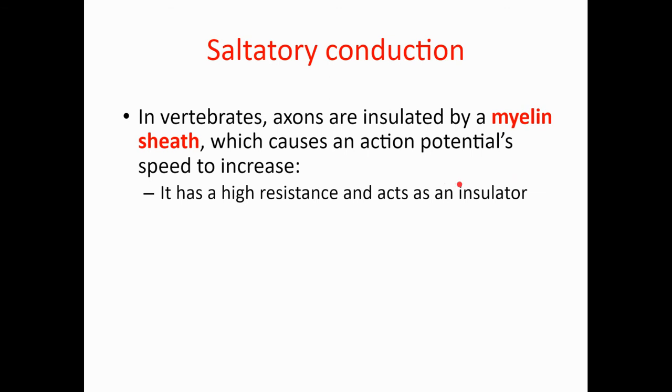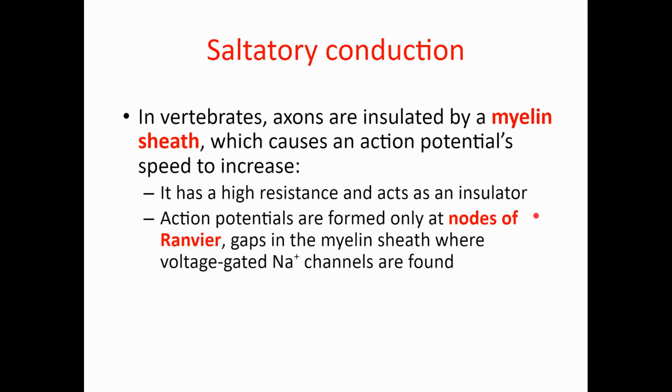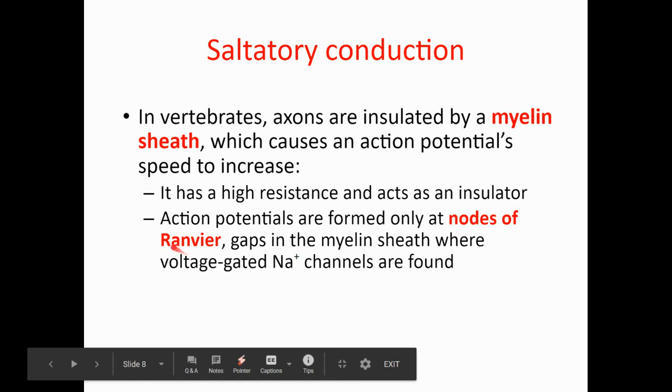Ions can therefore only move in the gaps between the Schwann cells, which are called the nodes of Ranvier. Okay, so any action potential that's reaching plus 30 millivolts would only happen in a node of Ranvier because that's the only place the sodium ions can move.